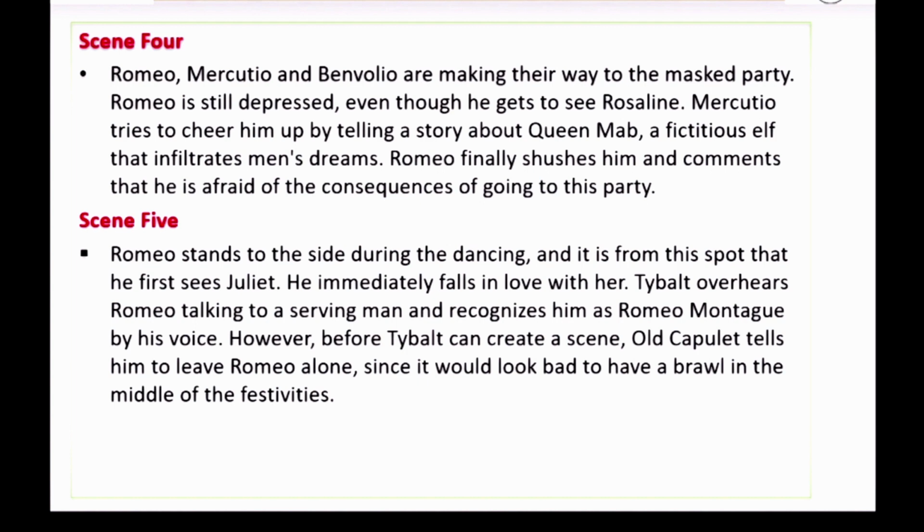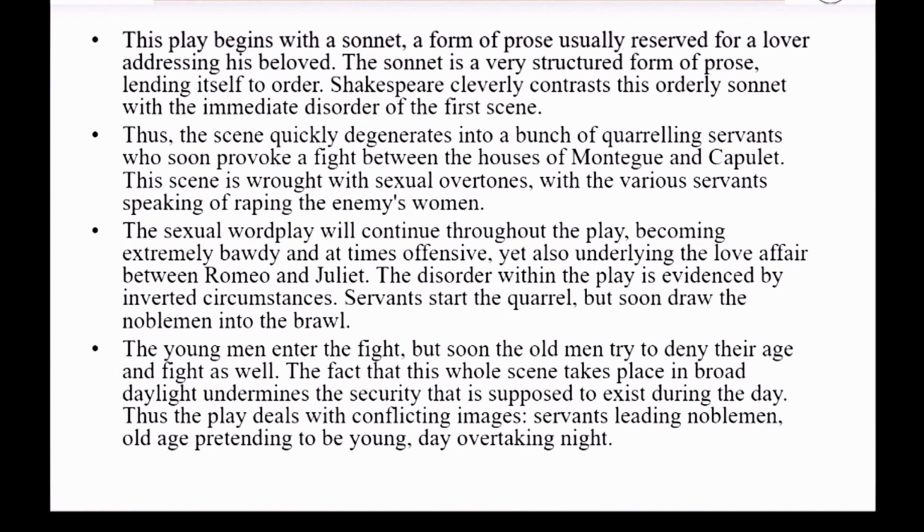Now we will see analysis of Act 1. So this play begins with a sonnet, a form of verse usually reserved for a lover addressing his beloved. This sonnet is a very structured form, lending itself to order. Then Shakespeare cleverly contrasts this orderly sonnet with the immediate disorder of the first scene.